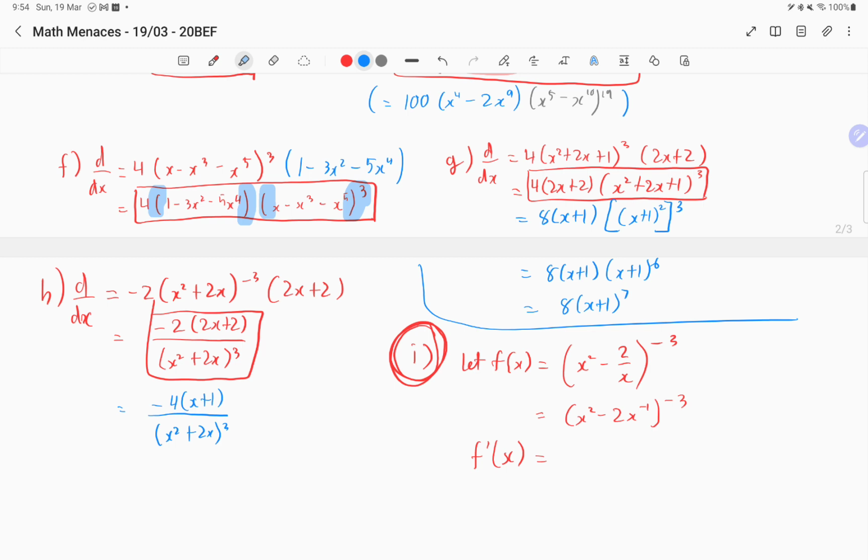If it's two terms, so added or subtracted, they put the highest power at the front. But if it's a bunch of factors, like four times something times something times something, they put the brackets with the highest power at the back. So you can see what the highest power is.